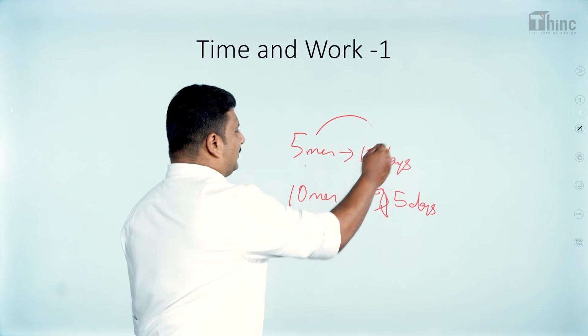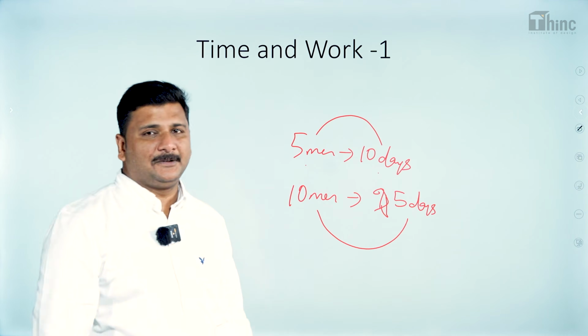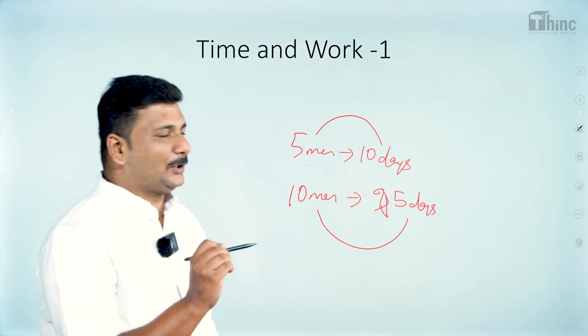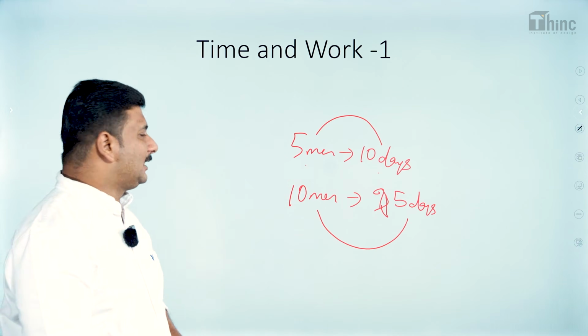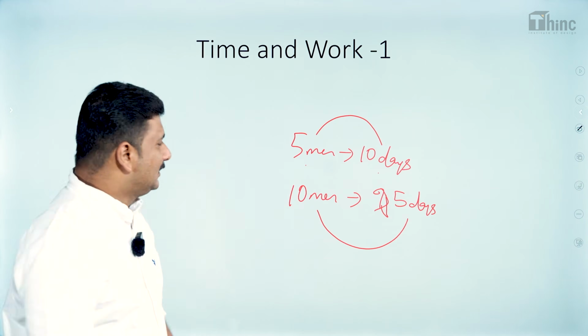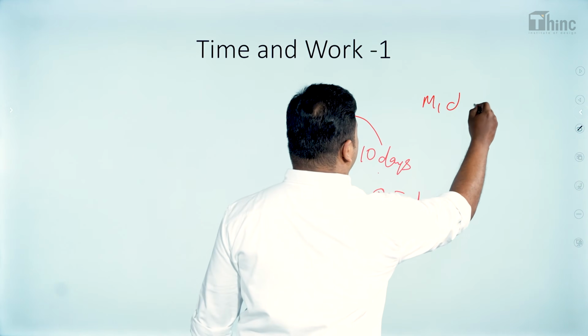Now, what is 5 into 10? It's 50. What is 10 into 5? That is also 50, right? That means the product of the number of men involved and the number of days they take for doing a particular work will always be a constant. So we can write this as an equation, that is M1D1 equals M2D2.